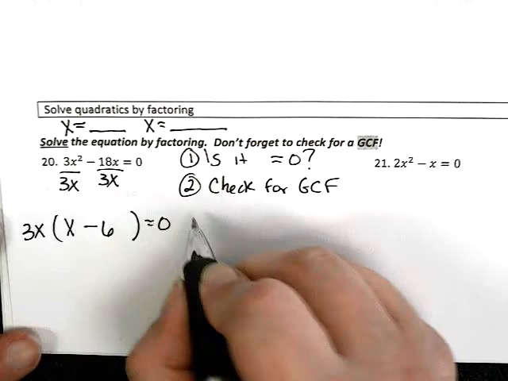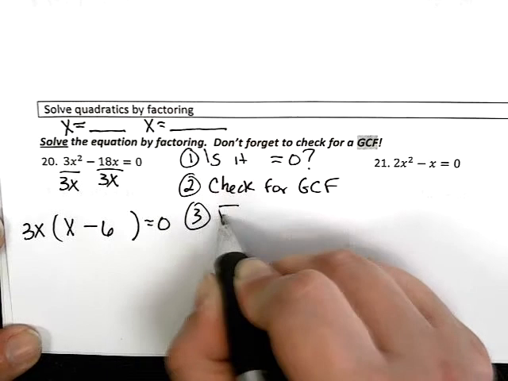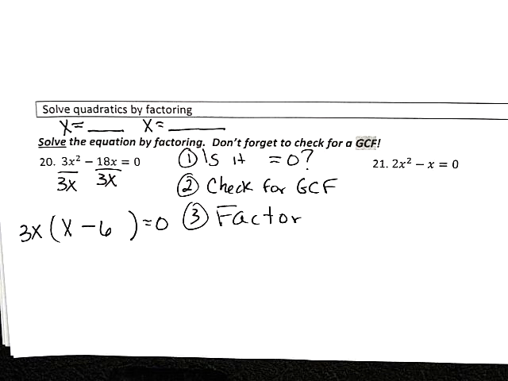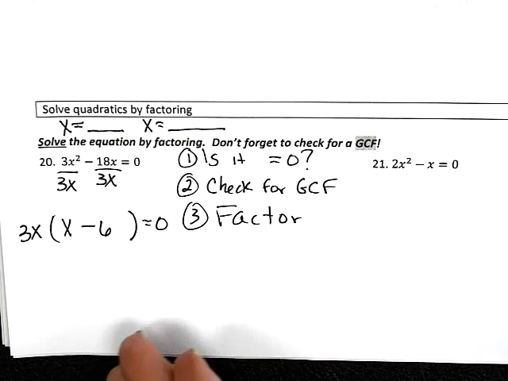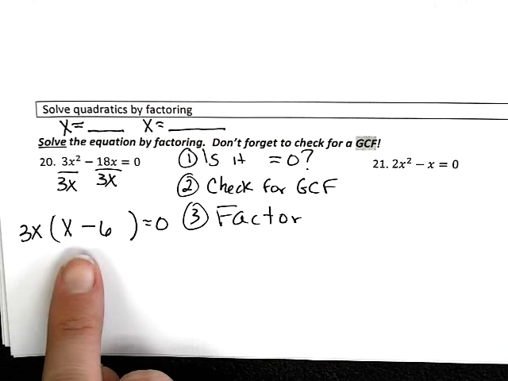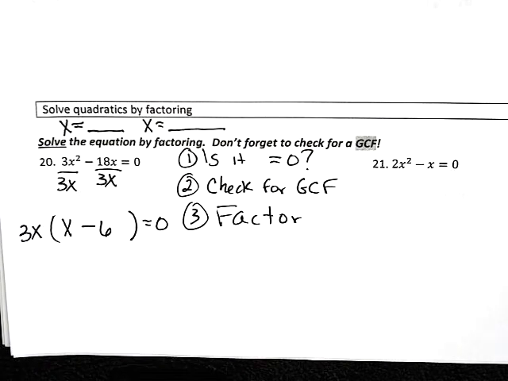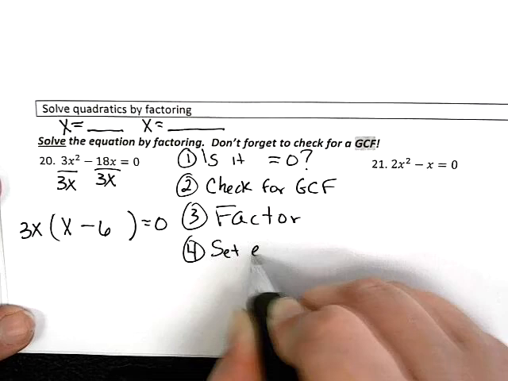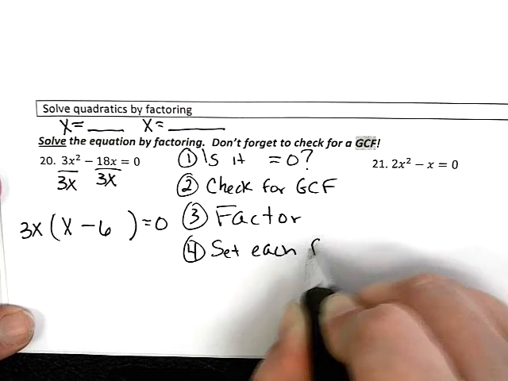After we check for a GCF, we just need to factor. So we need to figure out, okay, do I have 4 terms? Do I have 3 terms? Do I have 2 terms? Well, when I look at this, I actually don't have to worry about factoring at all because I don't have an x squared anymore. We only factor if we have x squared or x to the third or something along those lines. So I'm actually done with the factoring part. My last step then is that I'm going to set each factor equal to 0 and solve.